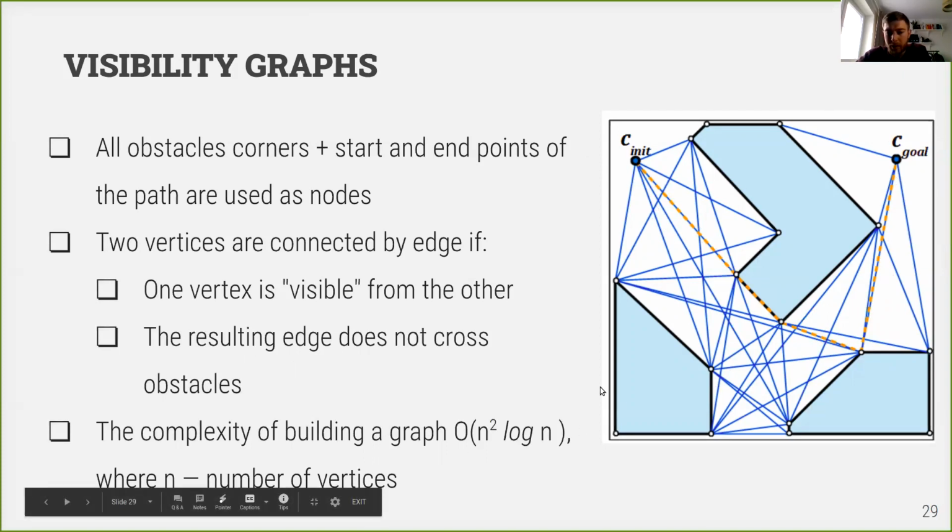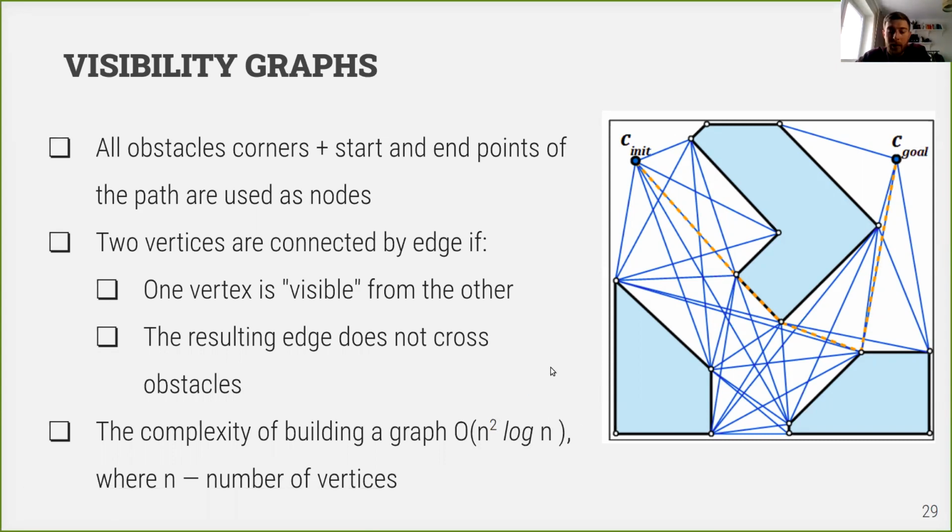The complexity of building such a graph is n squared log n, where n is the number of vertices. So it is quite complex, but still. And there is one main disadvantage of this algorithm. You can see that since we used edges or corners of our obstacles for building the path or graph, our path lies along the wall, basically. So to really use this path to travel from C initial to C goal, we have to modify it somehow.